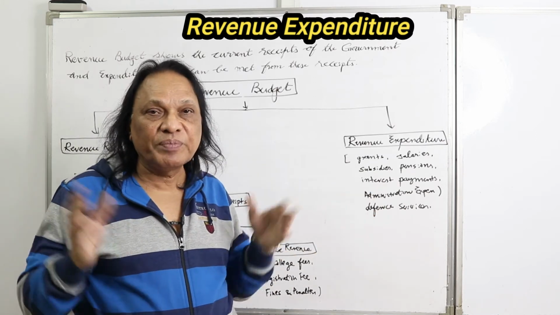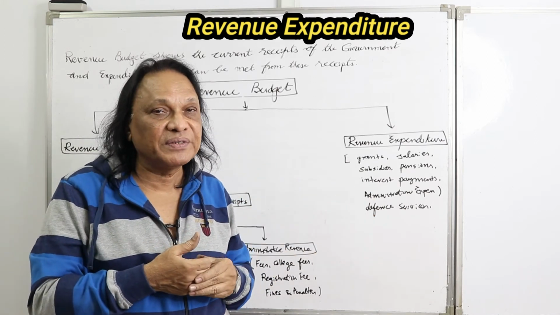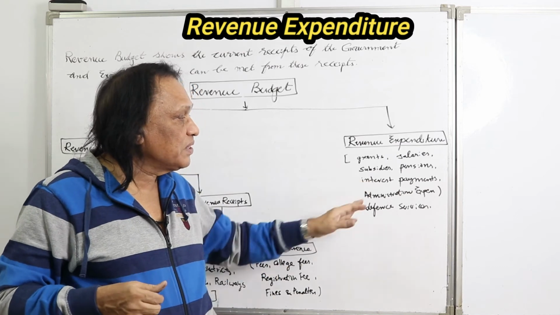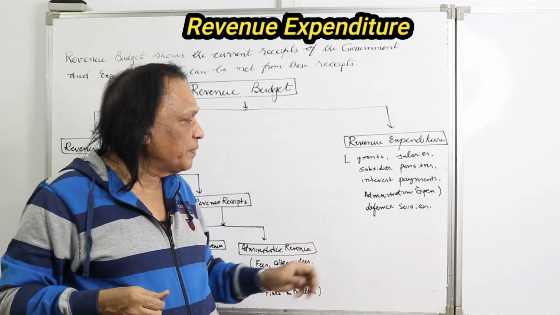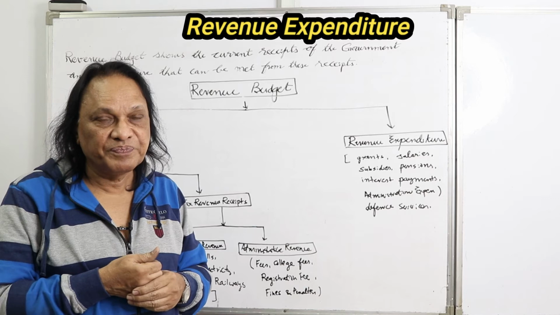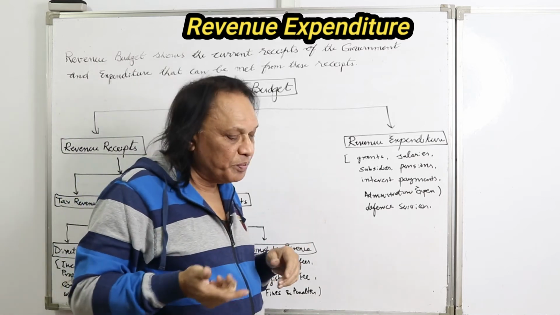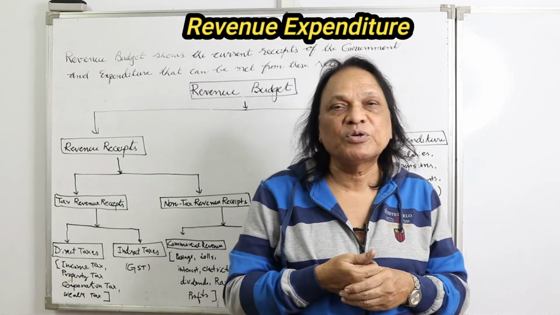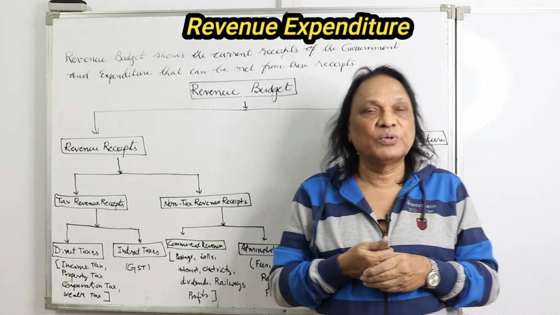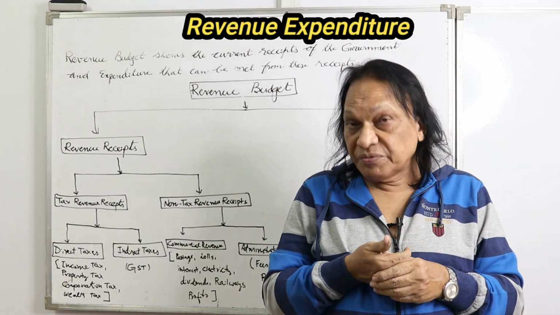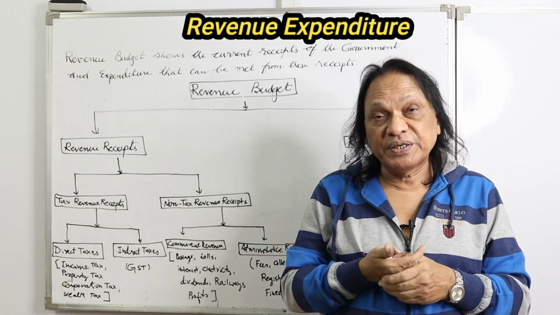Interest payments: if the government has borrowed money from other countries, they have to pay interest, administration expenses, defense services, etc. So this is the revenue expenditure. This is also recurring. They have to pay salaries every month. Interest they have to pay every month or every year. Scholarships they have to pay, subsidies.